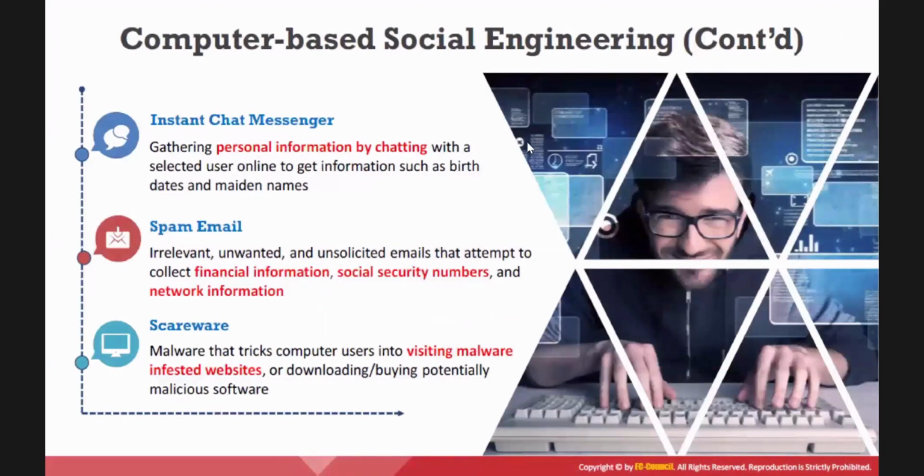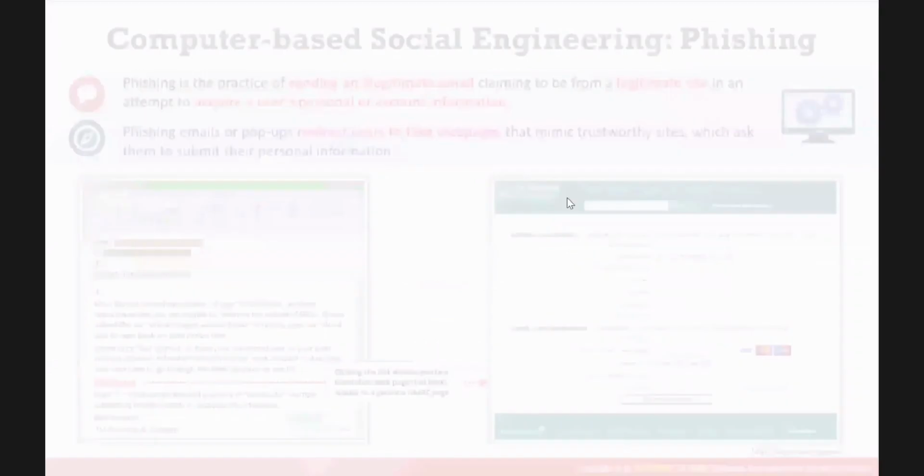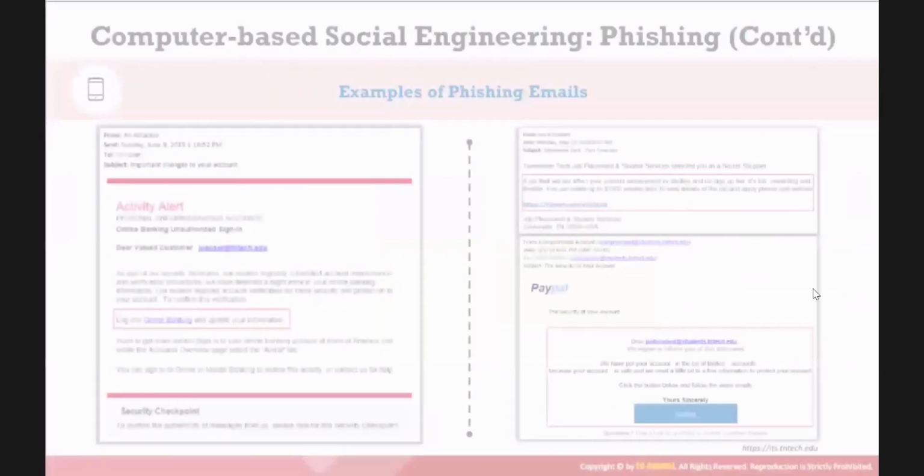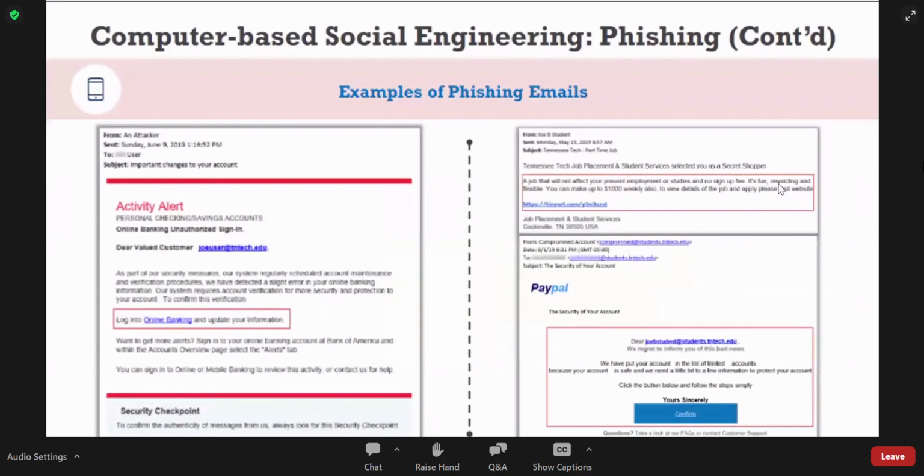Okay, so instant chat messengers, spam mails, and scarewares also come under computer-based social engineering. And you guys already know phishing, a legitimate-looking email which is sent to you, or which retrieves some information from your system. It might be an attachment, a Word file or anything. Once you click on it, it retrieves the information to the attacker. So these are all examples of phishing.